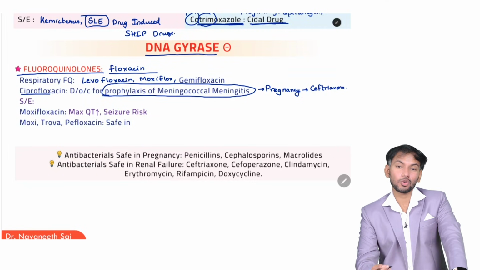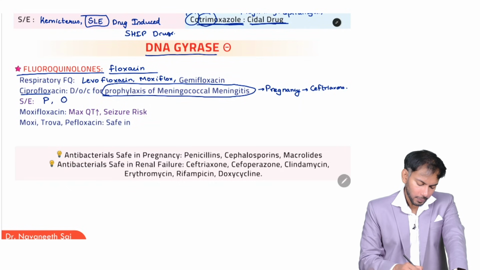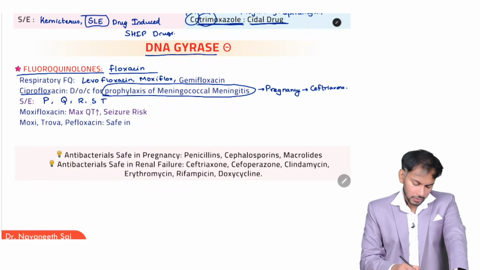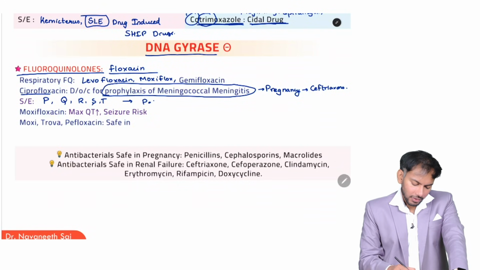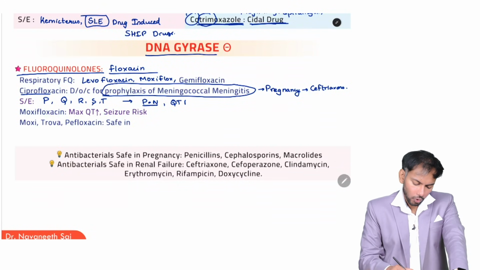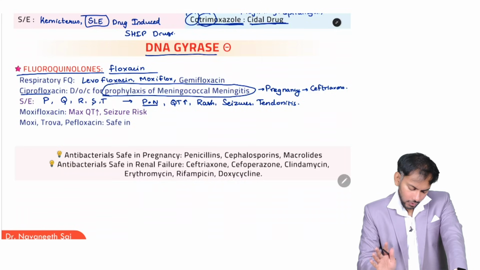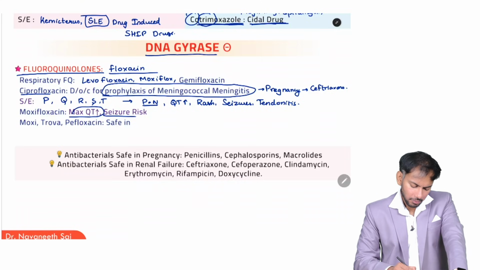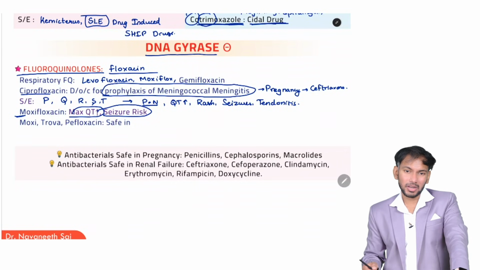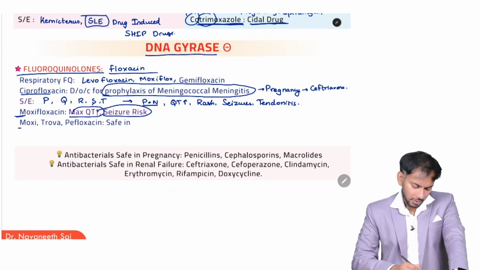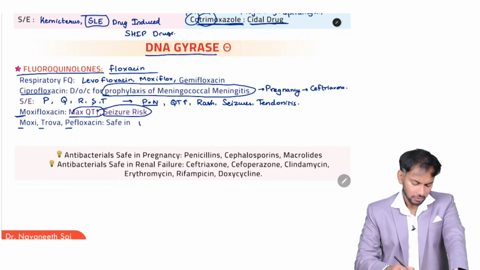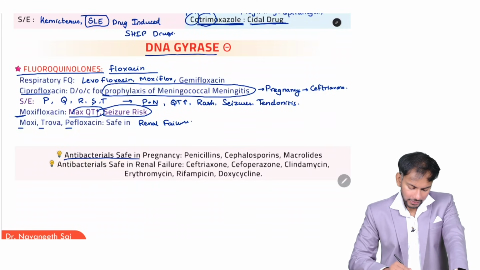Now, what are the side effects of fluoroquinolones? You can remember it with the help of PQRST. P for peripheral neuropathy, Q for QT prolongation, R for rash, S for seizures, T for tendinitis. It can cause inflammation of tendons. Maximum QT prolongation and maximum seizure risk is seen with moxifloxacin, M for M. Please remember this. And MTP, moxi, trova and pefloxacin, these are safe in renal failure. You can see here at the end I have given you antibacterials that are safe in pregnancy.